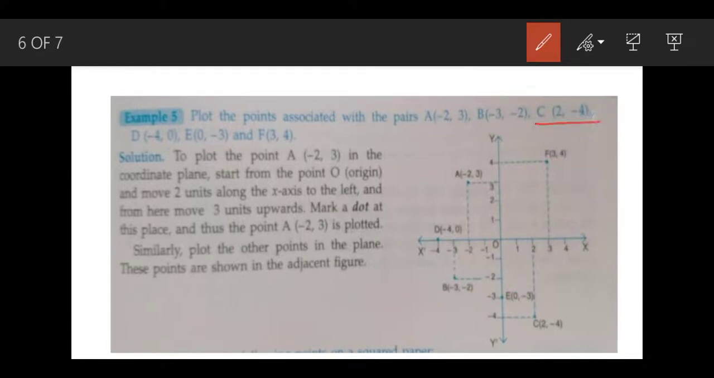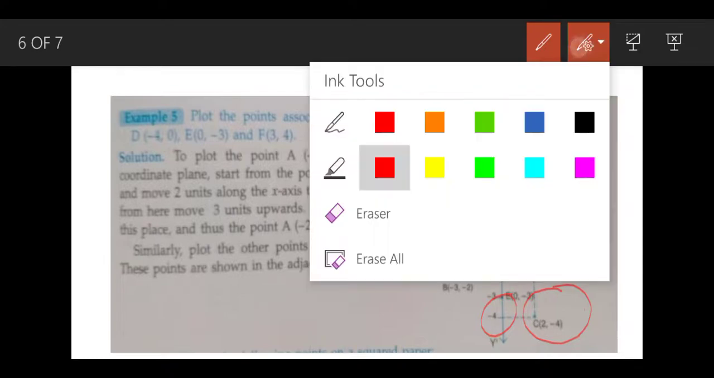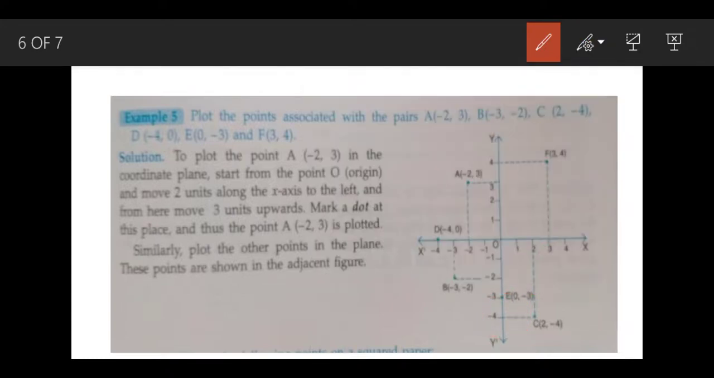For the point C, 2 comma minus 4. Positive, negative lies on the fourth quadrant. Here x is 2, y is minus 4. The intersection point will be C, 2 comma minus 4. Similarly, we can mark point D, E and F.